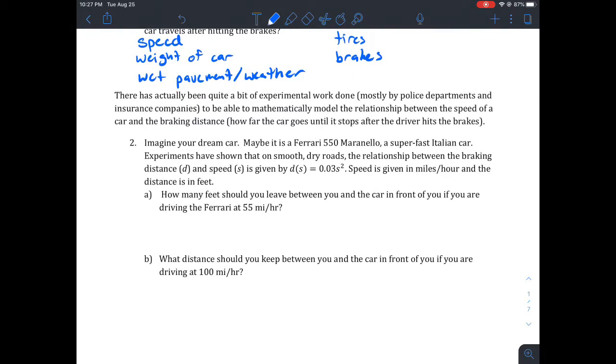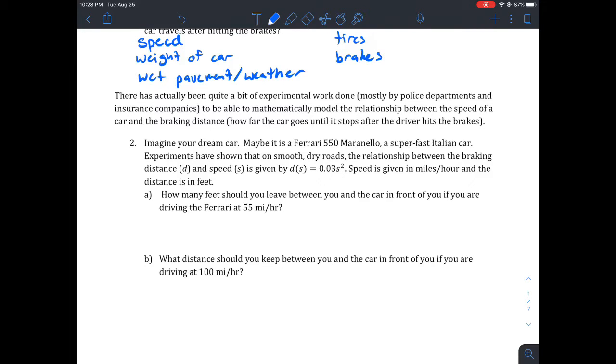Now it says there has actually been quite a bit of experimental work done, mostly by police departments and insurance companies, to be able to mathematically model the relationship between the speed of a car and the braking distance: how far the car goes until it stops after the driver hits the brakes. Imagine your dream car. Maybe it's a Ferrari 550 Maranello. I think that's how you say that. A super fast Italian car. I drive a Hyundai, so I do not have anything quite that fancy.